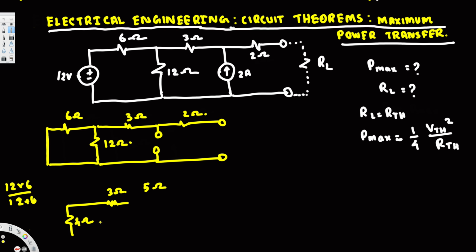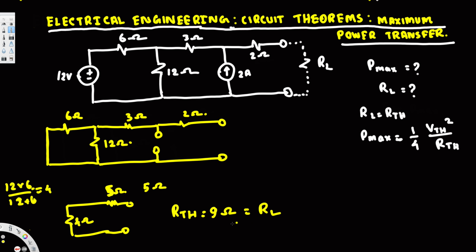Okay, I made a mistake. Let's see. Here we have 3, 2, 12, and 6. Oh, this is actually 5 ohm, I put 3. So this is 5 ohm, and the equivalent resistance of 12 times 6 over 12 plus 6 is 4. 5 plus 4, that's going to be 9. So the 9 ohm is the equivalent resistance. So RThevenin is going to be 9 ohm, and that's going to be the load resistance.